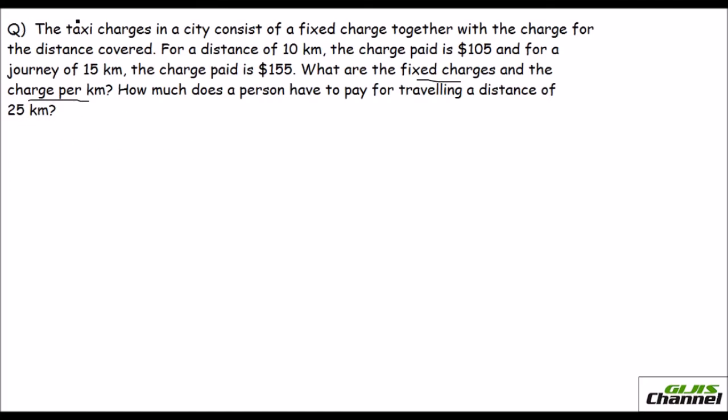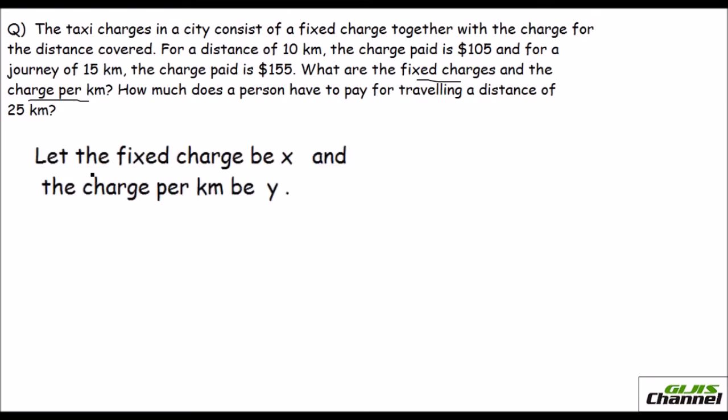First, let's write what is given. First, you have to make the equation. Let my fixed charge be x and the charge per kilometer be y. For the first equation, when the distance is 10 kilometers, what will be your equation? You have to pay the fixed charge, which is x, plus 10 times the charge per kilometer, that is 10y, and that comes up to $105. So you just write 105 here.